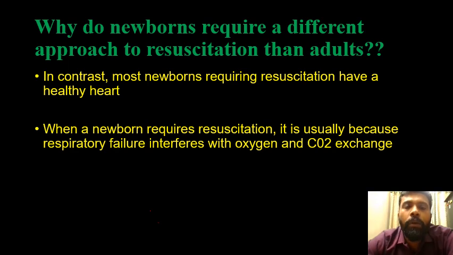Now we have to know the exact reason why newborns require a different approach than adults, that is, why respiration is the priority. Before birth, fetal respiratory function is performed by the placenta instead of the fetal lungs. When the placenta is functioning normally, it transfers oxygenated blood from the mother to the fetus and carries CO2 away from the fetus to the mother. A healthy fetus makes breathing movements which are important for normal lung growth.